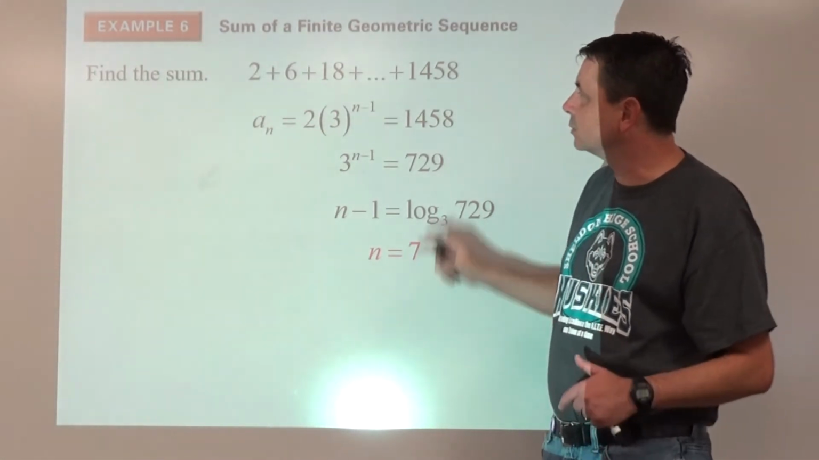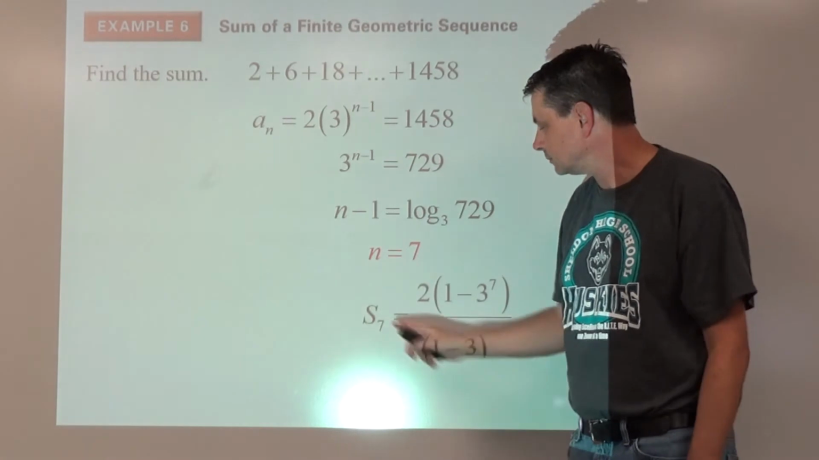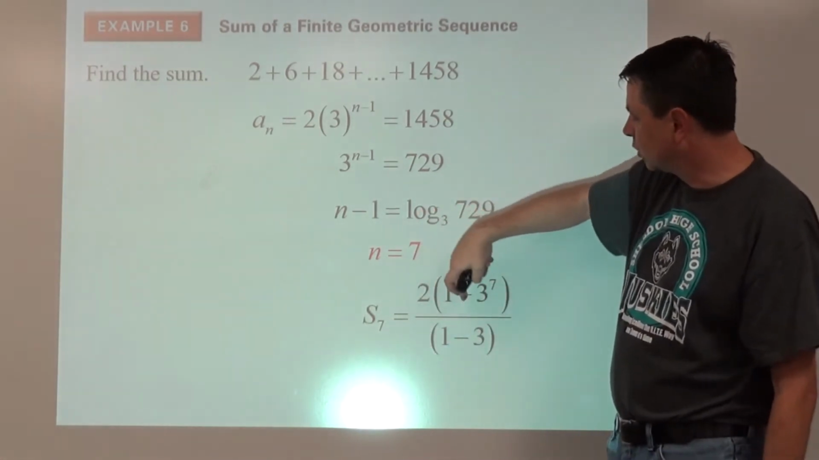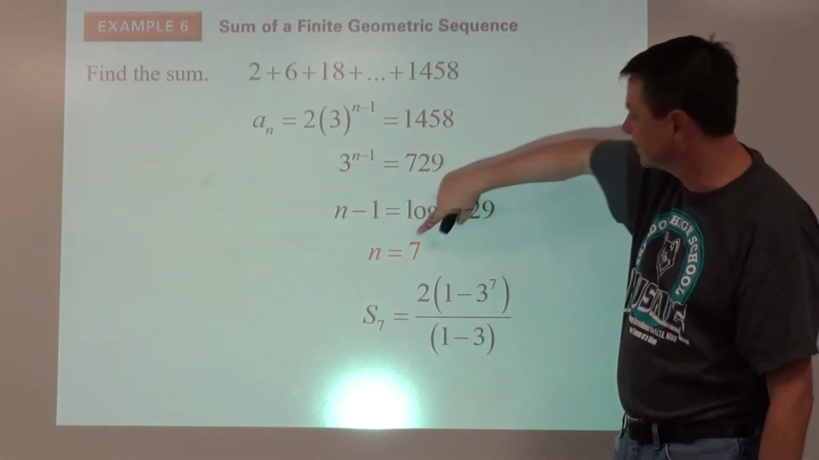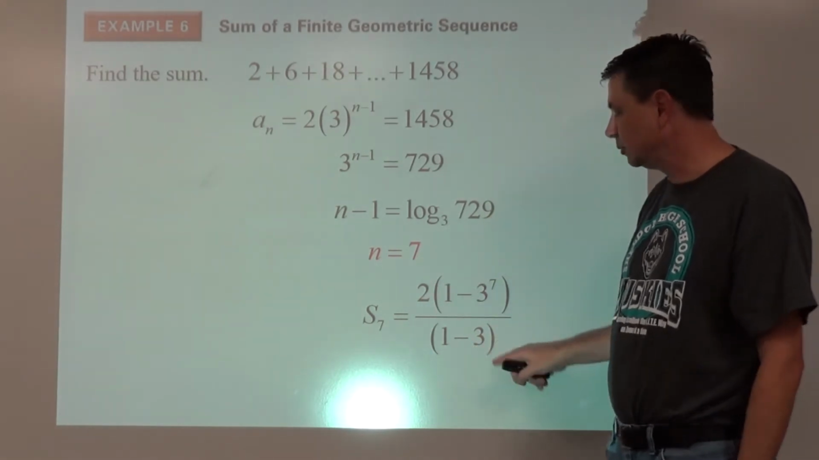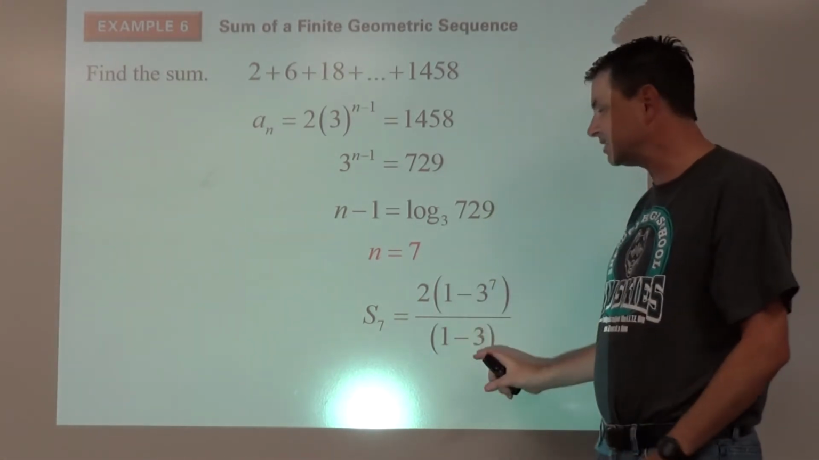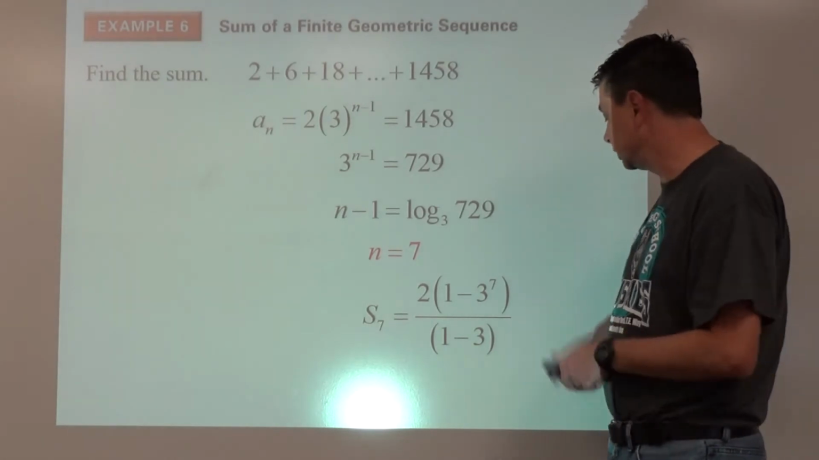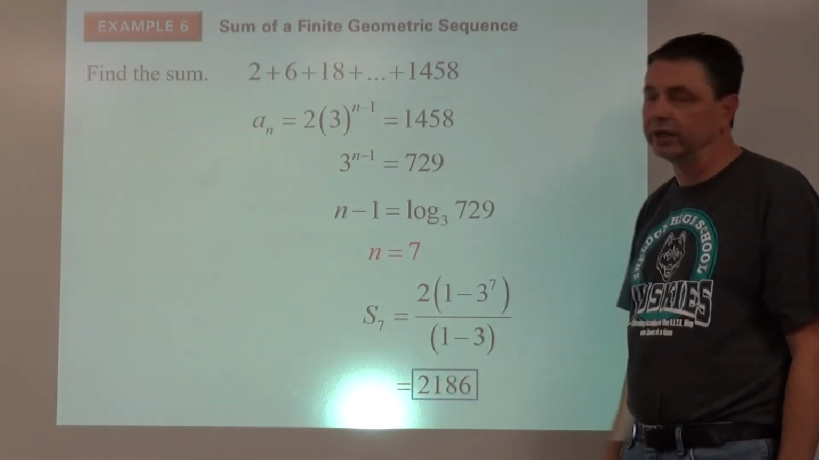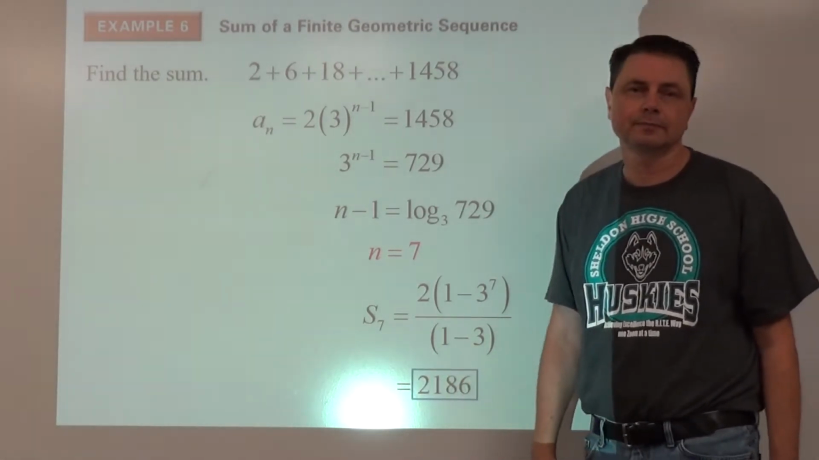So s sub 7 is first term times 1 minus 3 to the power of 7 divided by 1 minus 3. If we use the parentheses, if we didn't have the fractions, we should be good. 2186.